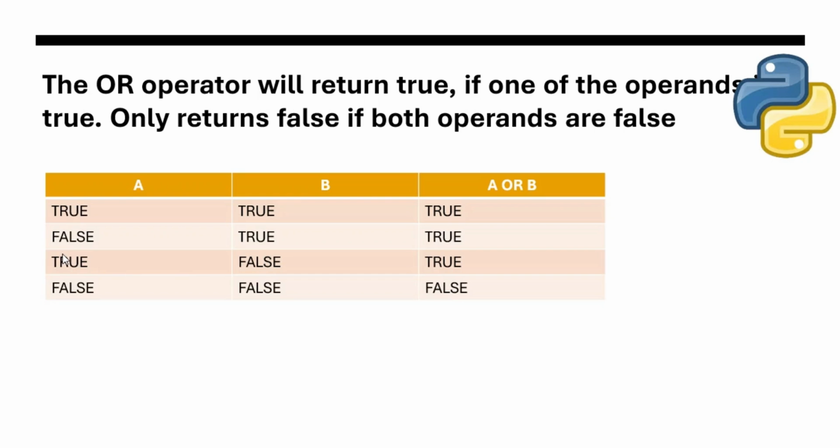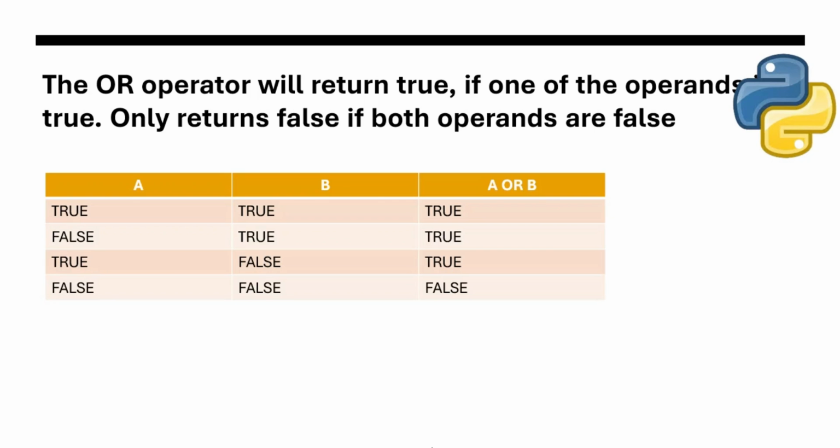So in conclusion, when one component or one of the variables is true, then the result is true. When both are false, then the result is false.